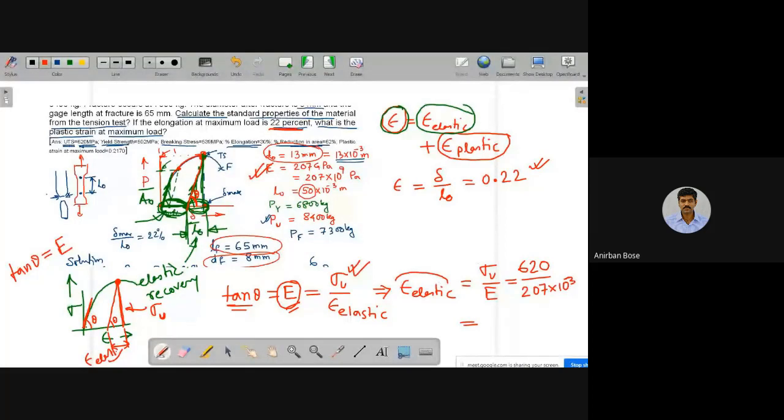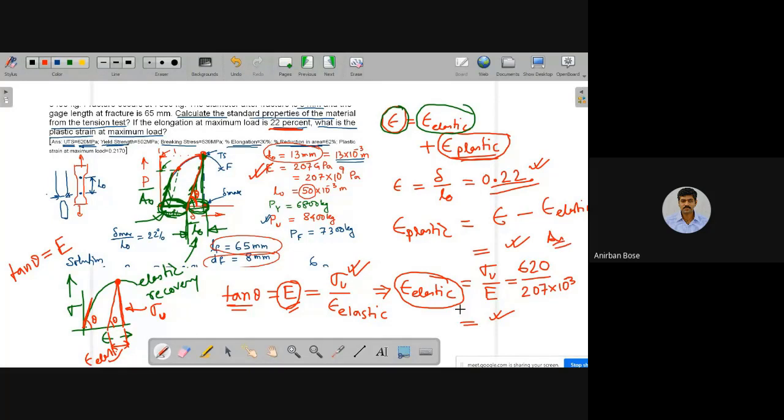So once you get the elastic strain, the remaining part is that you have to find out the plastic strain. So the plastic component, or the permanent component of the strain, will be what? The total strain, that is already known, 0.22, minus whatever you get here, so minus that elastic part. So this will be the final answer.